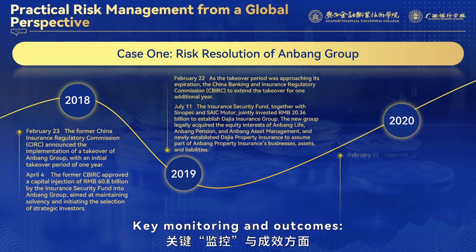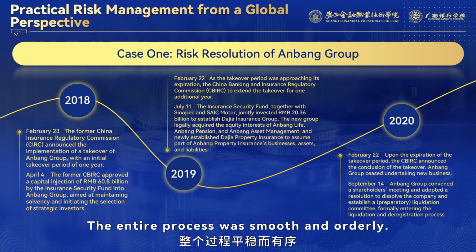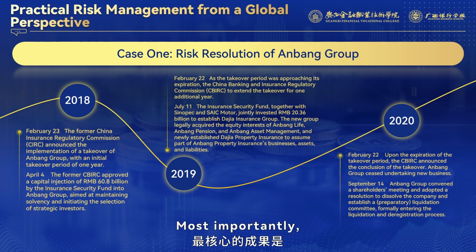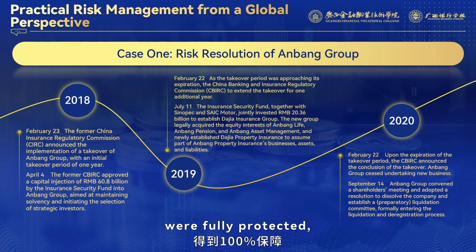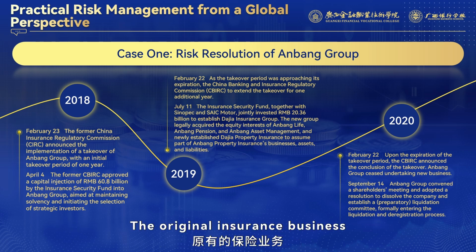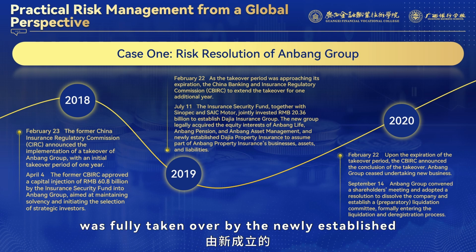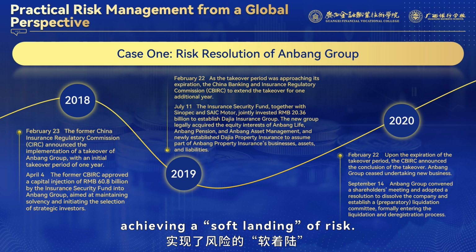Key monitoring and outcomes. The entire process was smooth and orderly. Most importantly, 100% of policyholders' legitimate rights and interests were fully protected, with no overdue payments. The original insurance business was fully taken over by the newly established Asia Insurance Group, achieving a soft landing of risk.